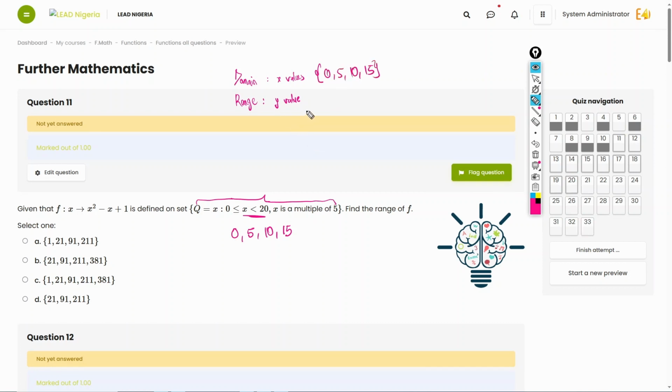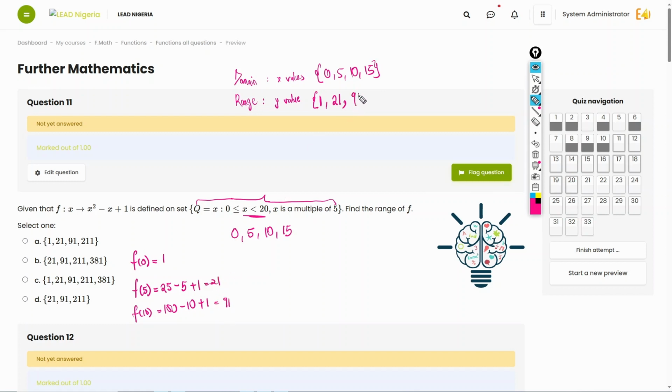So what are now the possible y values? Let's begin. If I plug in 0, I'll get 1, because 0 squared minus 0 plus 1 is 1. F of 5 would give us 25 minus 5 plus 1, 20 plus 1, which is 21. If I plug in 10, f of 10, I would have 100 minus 10 plus 1, that should be 91.